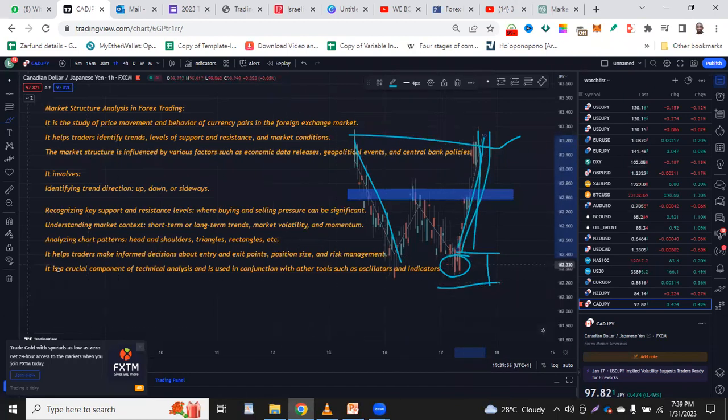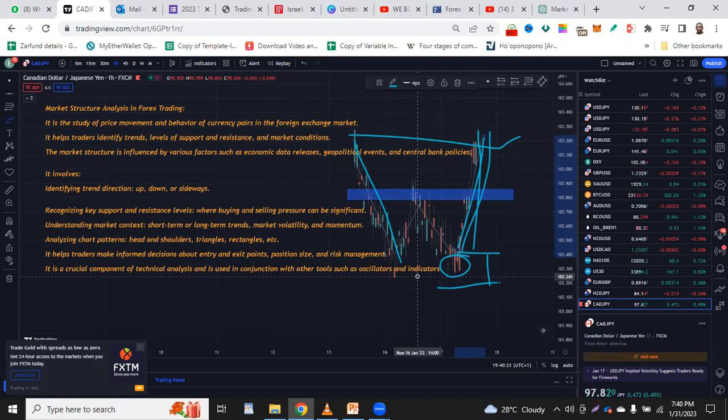So the next thing is, it is a crucial component of technical analysis and used in conjunction with other tools, oscillators and indicators. Yes, so you can add indicators to your chart too. Indicators that give you an idea of what's going on. So it just gives you a confirmation. Those oscillators and indicators give you confirmation as to what the market is already doing.